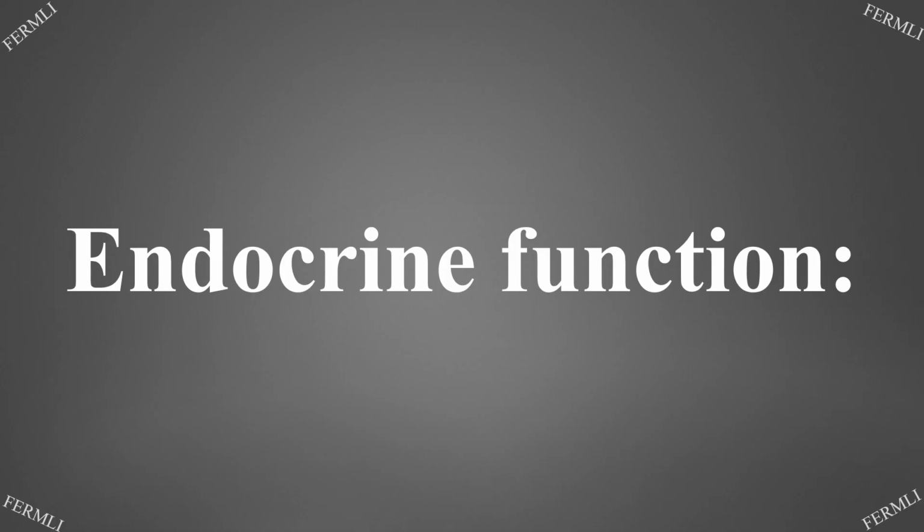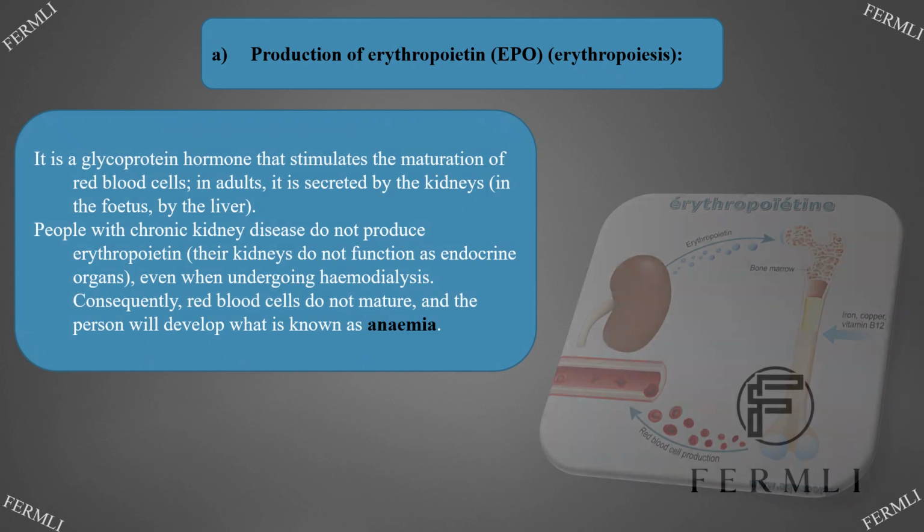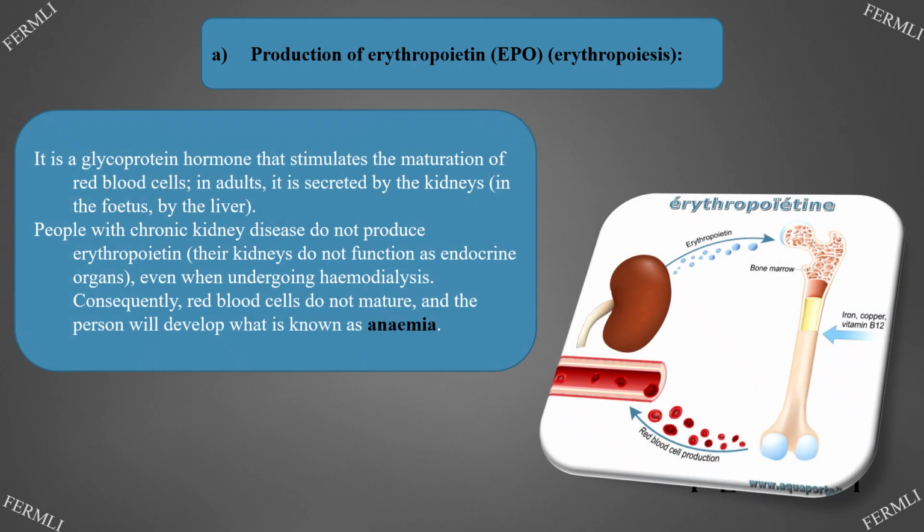Endocrine function. Production of erythropoietin, EPO, erythropoiesis. It is a glycoprotein hormone that stimulates the maturation of red blood cells. In adults, it is secreted by the kidneys, in the fetus, by the liver. People with chronic kidney disease do not produce erythropoietin, their kidneys do not function as endocrine organs, even when undergoing hemodialysis. Consequently, red blood cells do not mature, and the person will develop what is known as anemia.